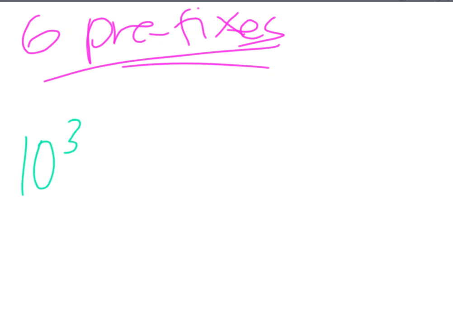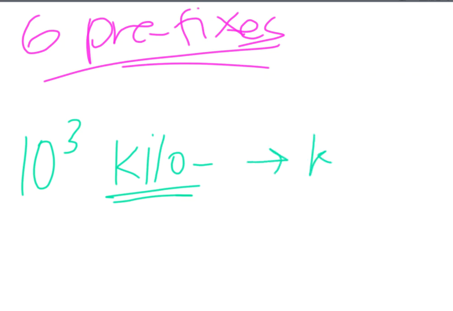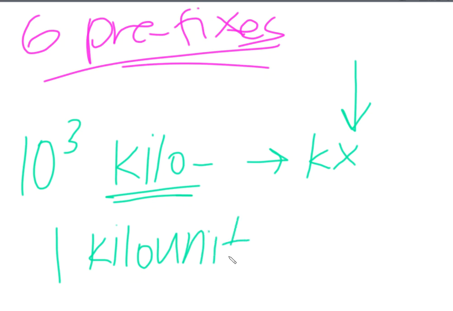What this translates over to as a prefix is kilo. And kilo is your prefix, and what this looks like is kX, where x is a variable which you don't know. And 1 kilo unit is equal to 1,000 units. And there are 6 of these, so this is just the first one.